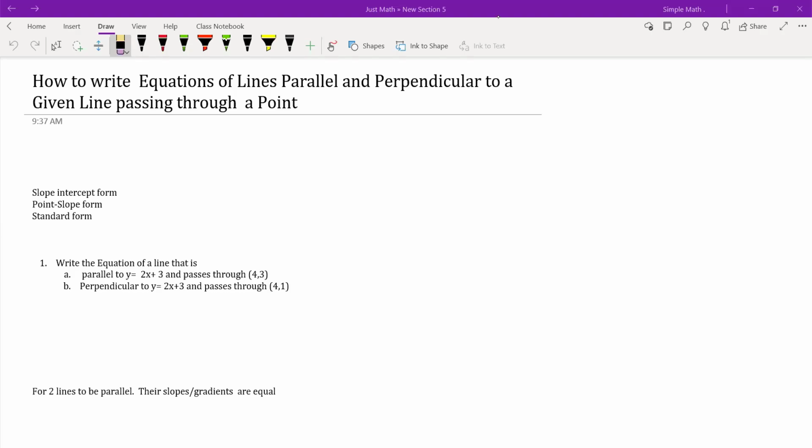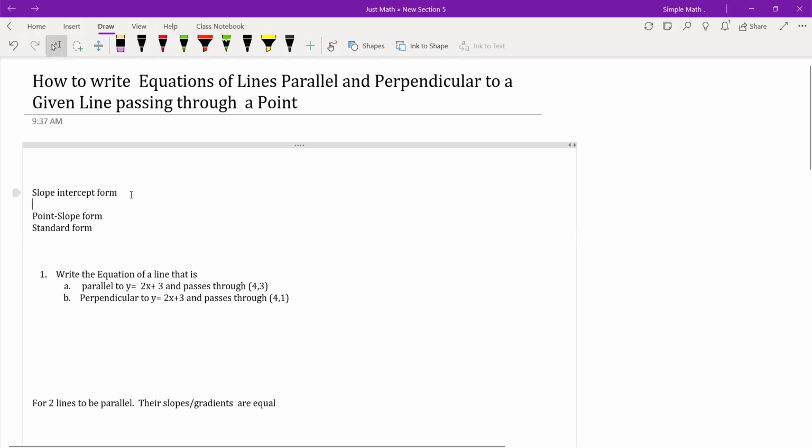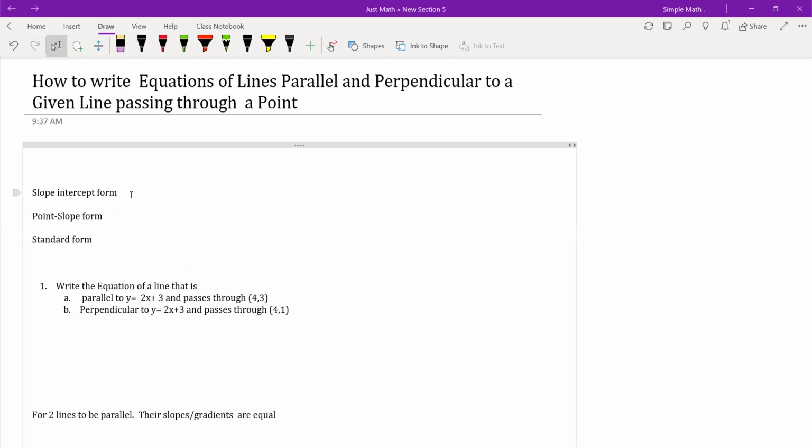All right, so in this video, we're talking about writing equations of lines that are parallel and perpendicular to a given line passing through a point. Now, generally speaking, we'll be writing in these three forms: the slope-intercept form, the point-slope form, and the standard form. There are actually more forms, like the intercept form, but let's use these. I think these ones are the most common.